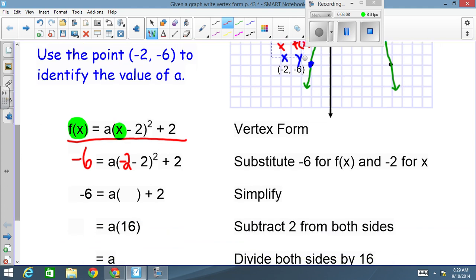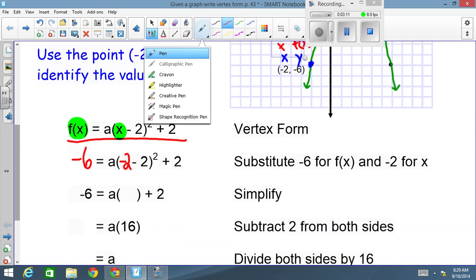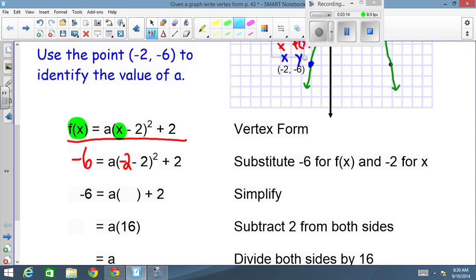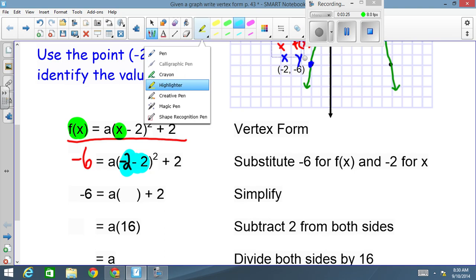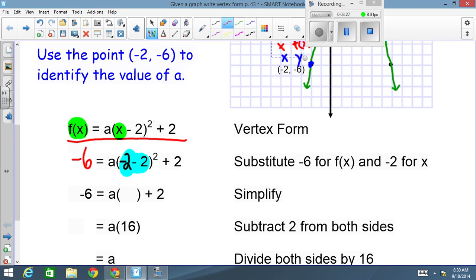As I go down here, now I need to simplify this. Well, if I just look at what's going on inside this parentheses here, I have -2 minus 2. Well, -2 minus 2 is -4. And (-4) squared is a positive 16. Okay? But here's the thing. Make sure that if you're going to put (-4) squared in your calculator, that you put it in with parentheses. Because if you don't use parentheses, your calculator is going to tell you it's -16.